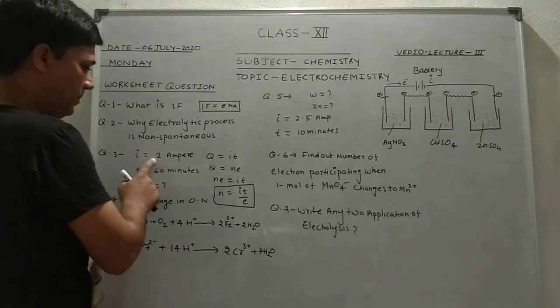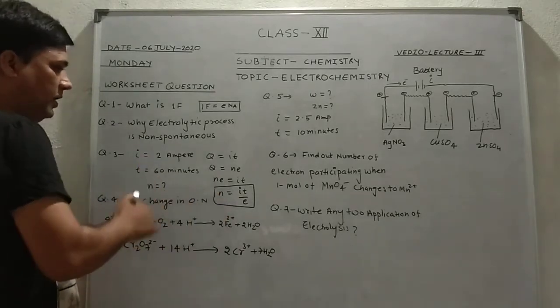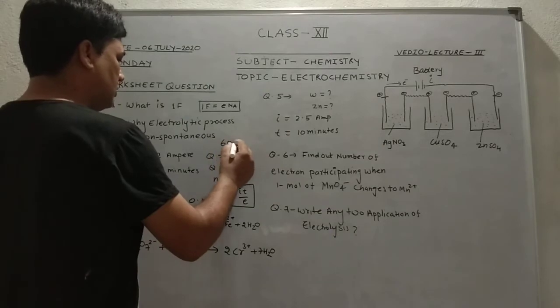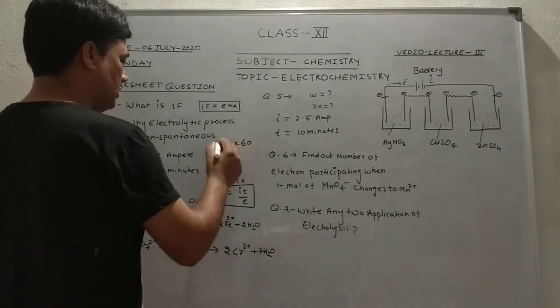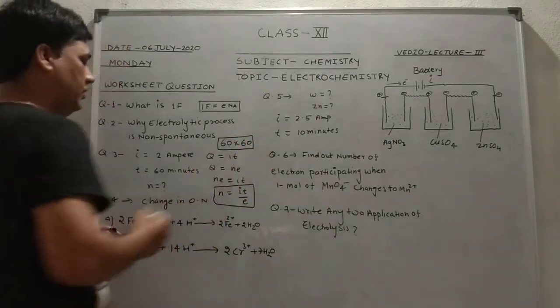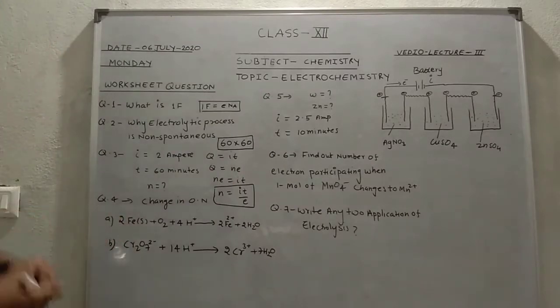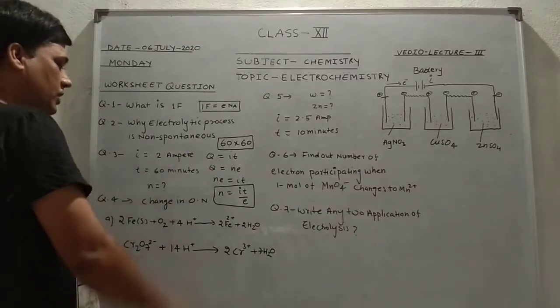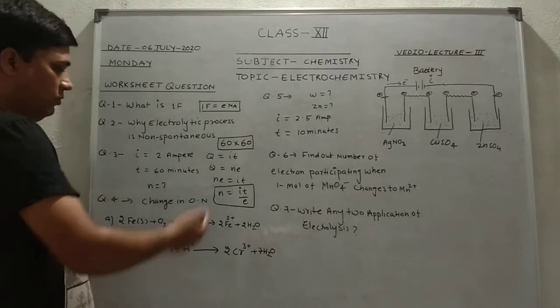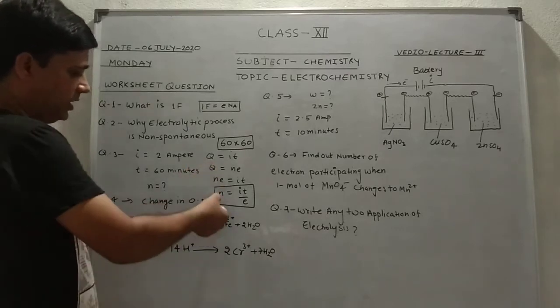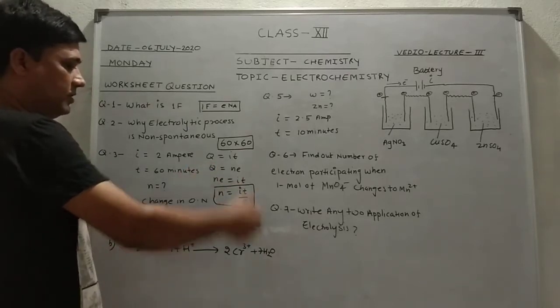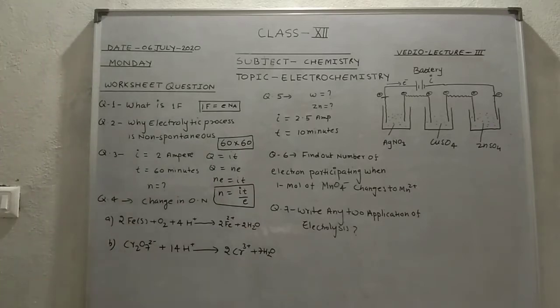Current is 2 ampere, time is 60 minutes, which is converted into 60 into 60 because 1 minute is equal to 60 seconds. So it is required to convert into seconds. With the help of this equation, we can calculate N, the number of electrons passing through the metallic wire.